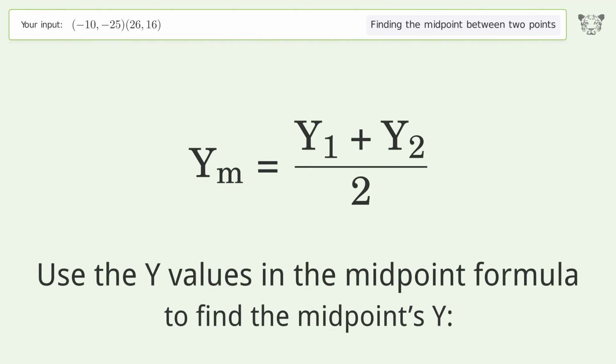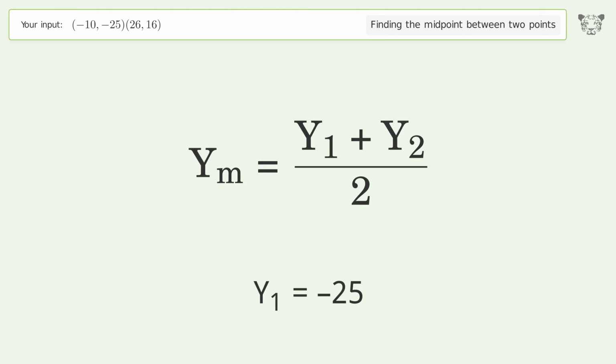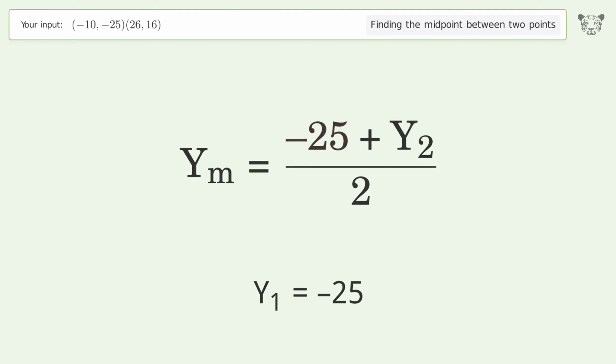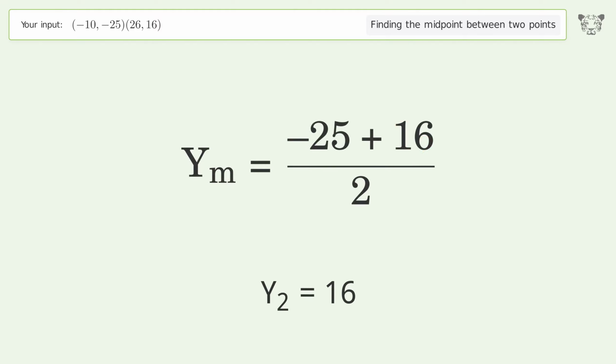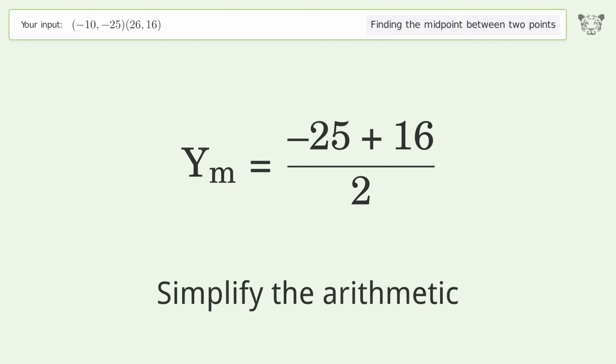Use the y values in the midpoint formula to find the midpoint's y. y1 equals -25. y2 equals 16. Simplify the arithmetic.